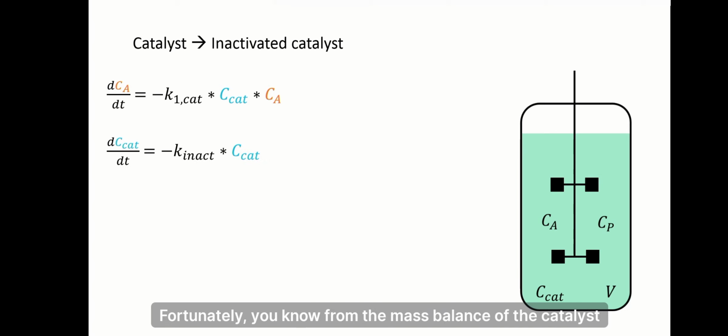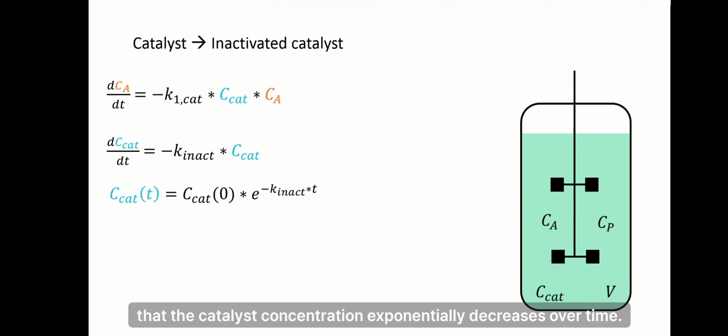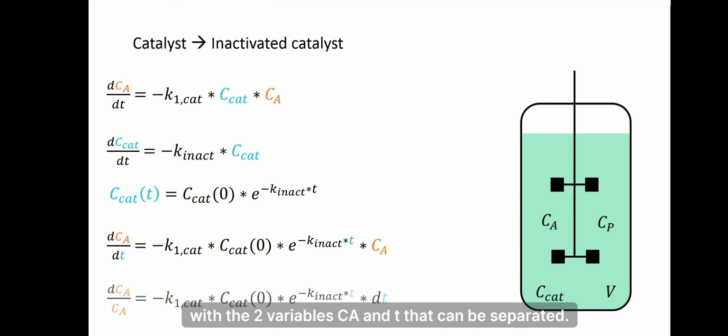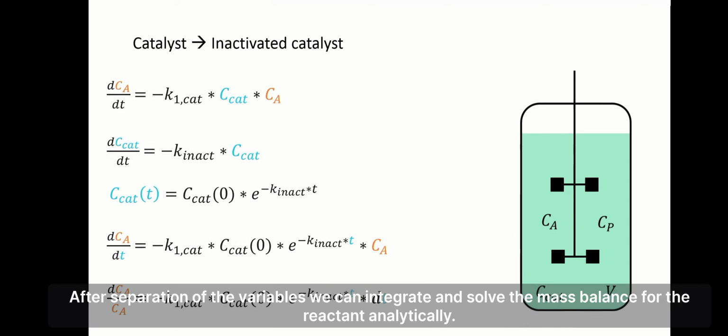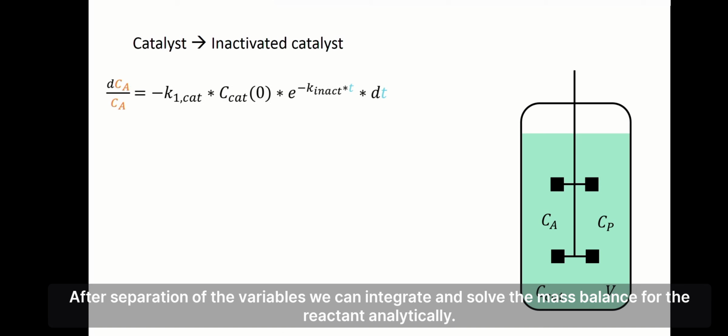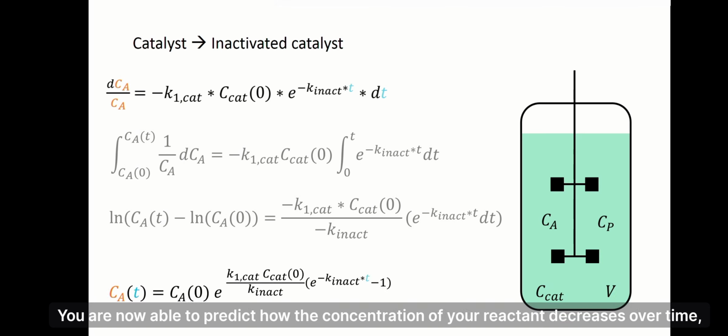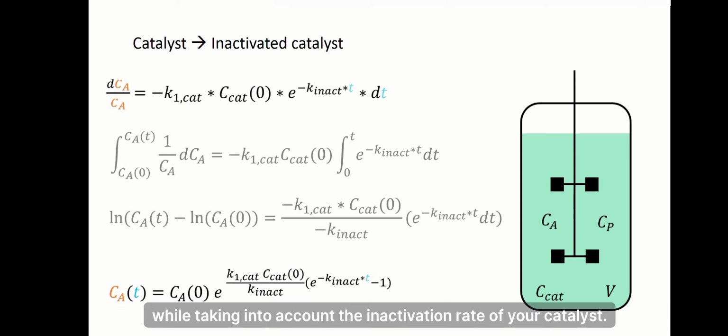Fortunately, you know from the mass balance of the catalyst that the catalyst concentration exponentially decreases over time. This can be combined with the mass balance for the reactant, leaving one equation with the two variables, Ca and T, that can be separated. After separation of the variables, we can integrate and solve the mass balance for the reactant analytically. You are now able to predict how the concentration of your reactant decreases over time, while taking into account the inactivation rate of your catalyst.